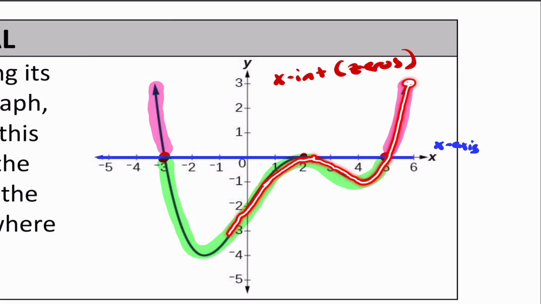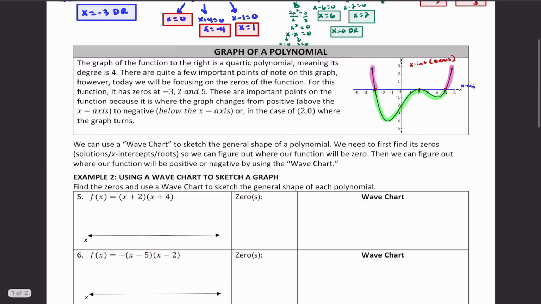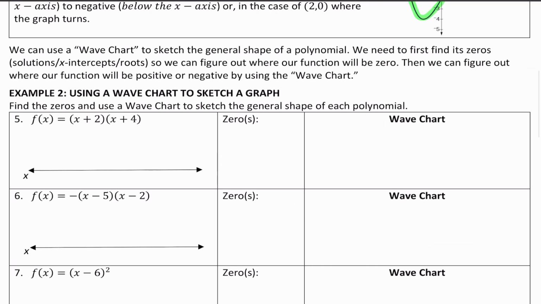Now I'm going to go ahead and approach x equals -3, and you can see that it's going to cross, right? So x equals -3 is a single root. It's not a double root, so I can go ahead and cross the x-axis. Okay, so these are positive, and this portion here is negative. So let's go ahead and do some examples.